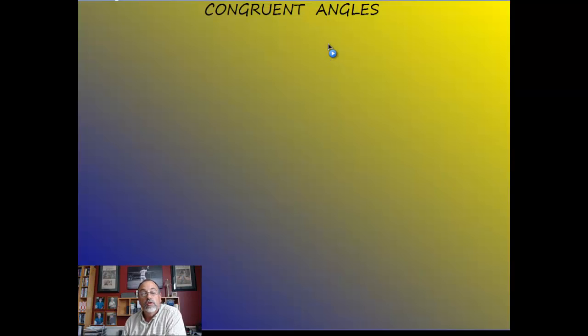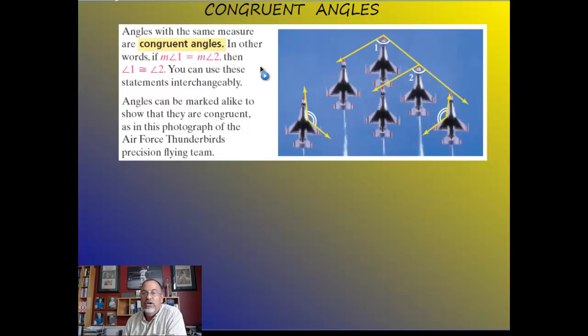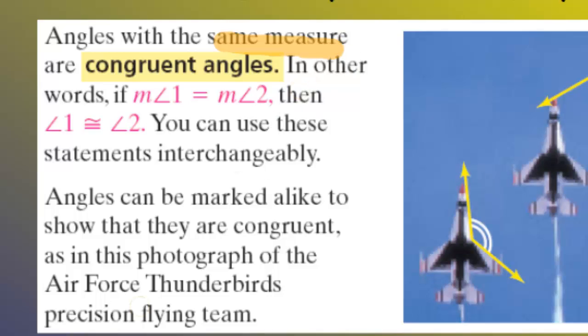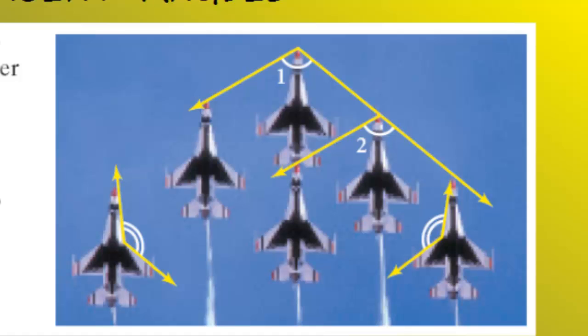Next we have congruent angles. We've seen this word before, congruent. Do you remember what it means? There are 2 things that the congruent symbol means. Number 1, they're equal in measure, and also they're similar in shape. So congruent angles are angles with the same measure. If you look at this diagram here of the Blue Angels flying, angle 1 and angle 2 are congruent.